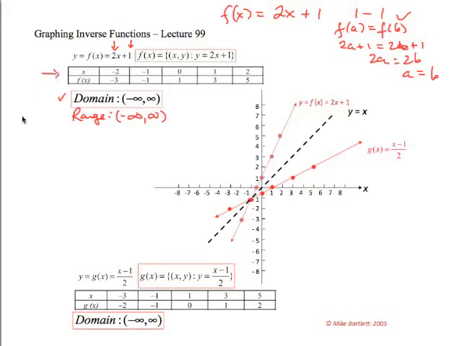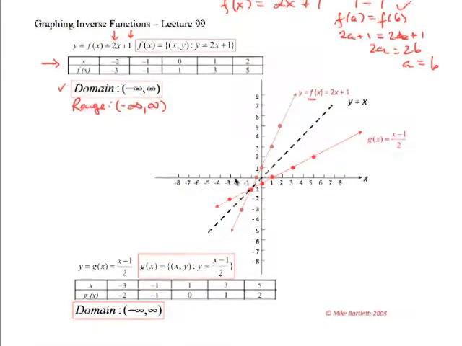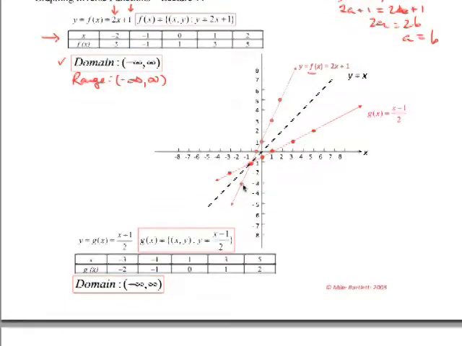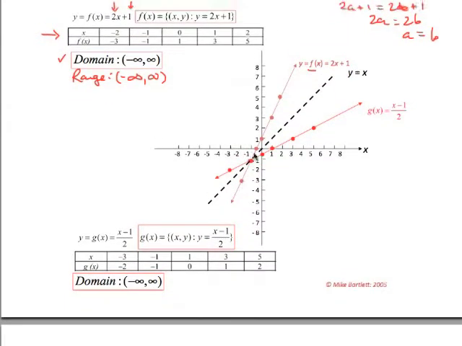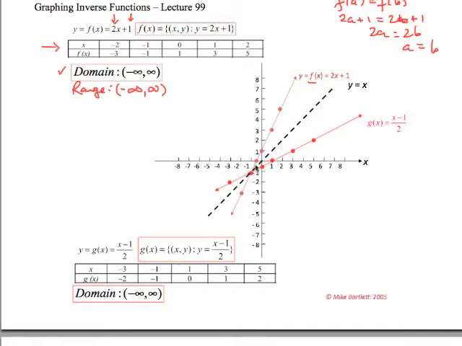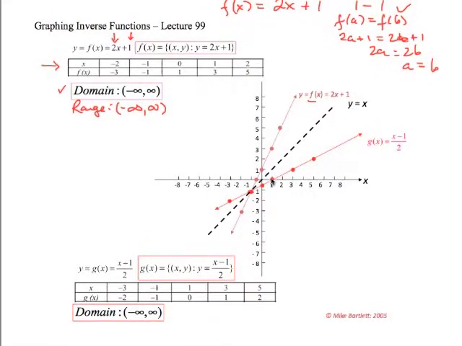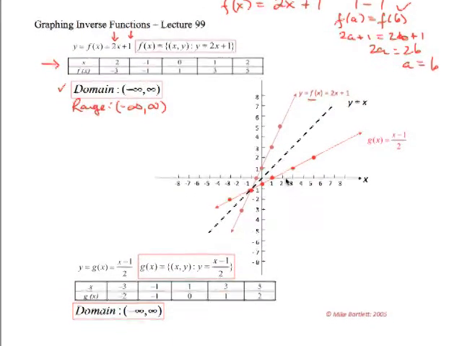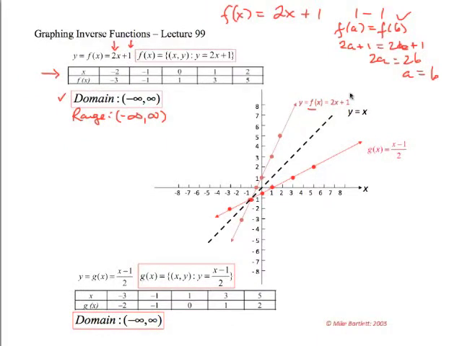We can actually plot some points. When x is equal to -2, y is equal to -3. When x is equal to -1, y is equal to -1. When x is equal to 0, we get 1. When x is equal to 1, we get 3. And when x is equal to 2, we get 5. So we know how to draw this function. Now it's one-to-one, so there is an inverse function.